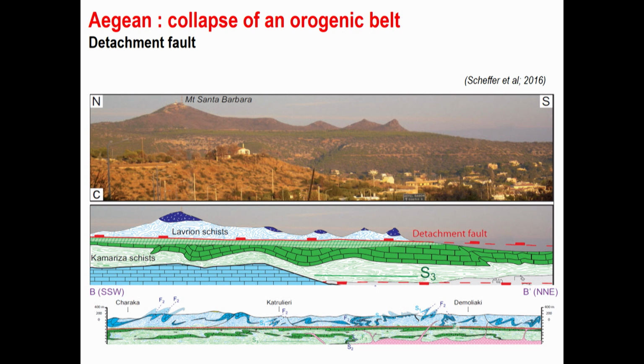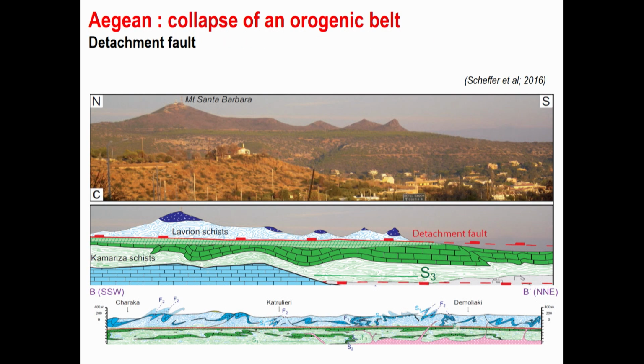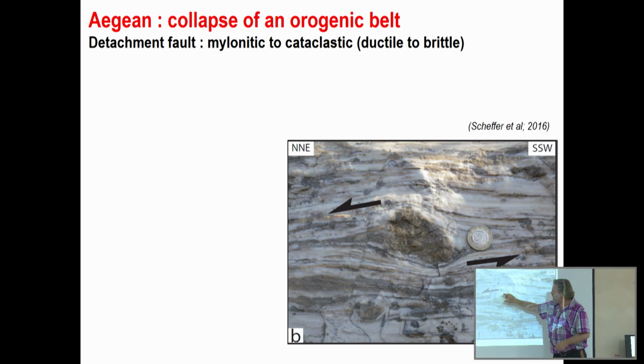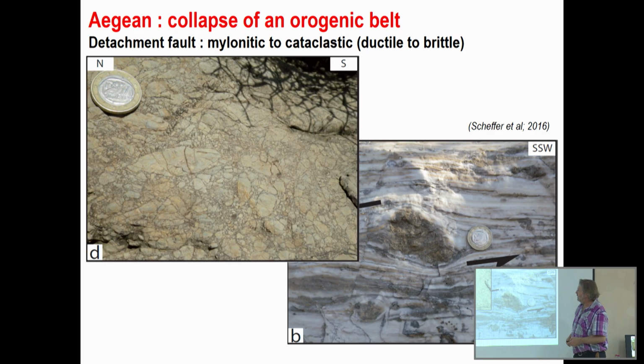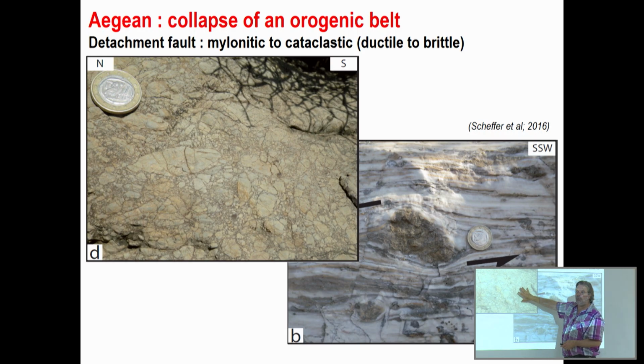And when you go there, you actually have a gradient of deformation over a few tens of meters, and then a very sharp contact. You start with mylonite in the marbles with dolomitic layers that are boudinaged and asymmetrically deformed, with the asymmetry of the tails giving you the sense of shear. And on top of that, you have the same marble that is broken into pieces. So it means that we go from mylonitic, ductile, to cataclastic, brittle deformation.